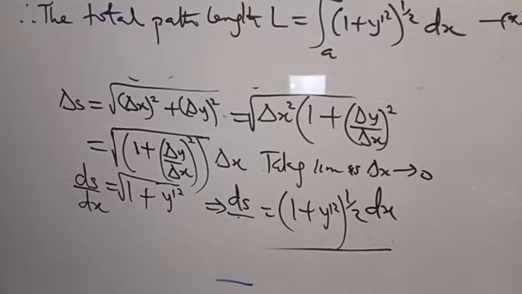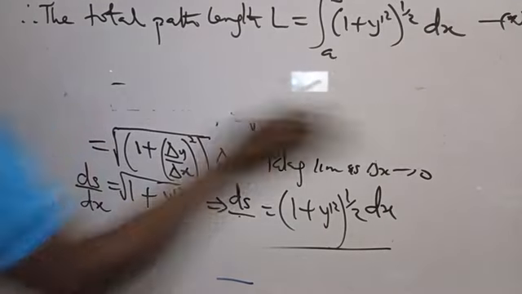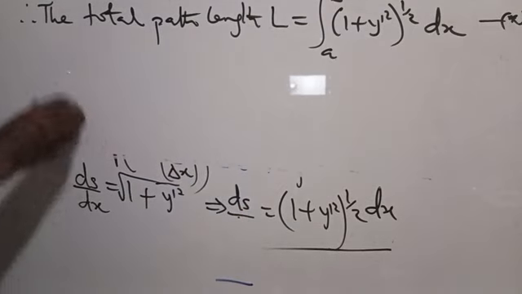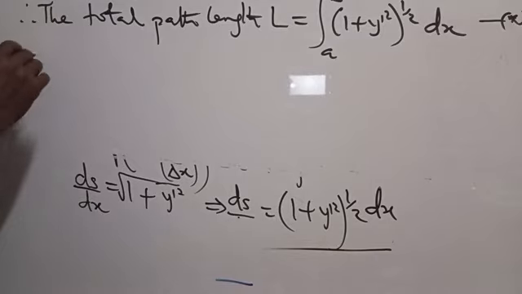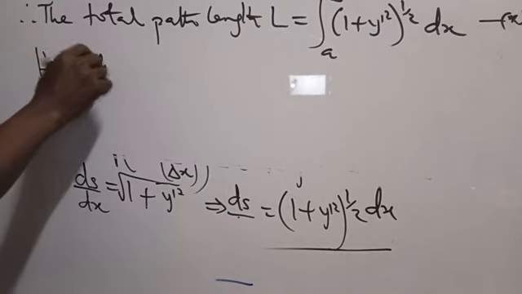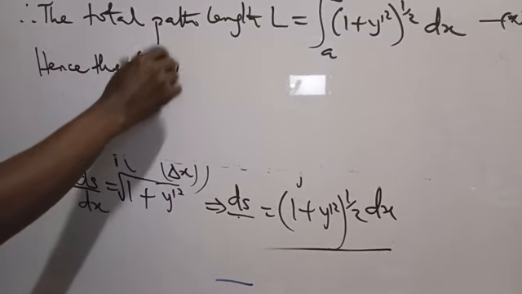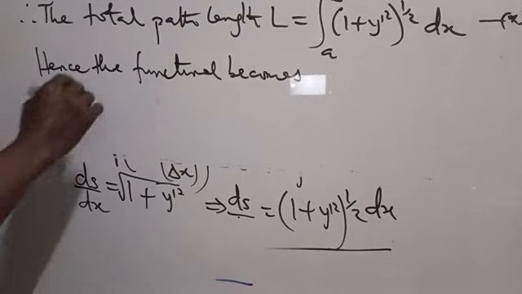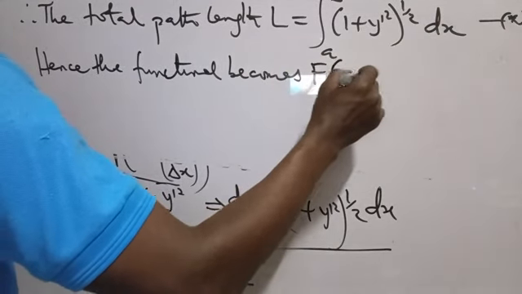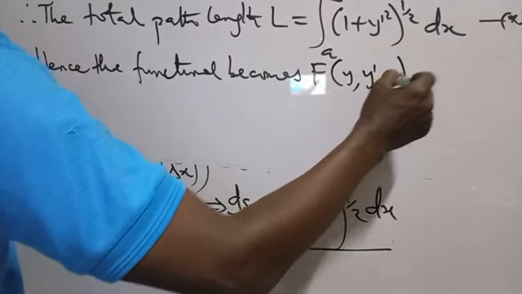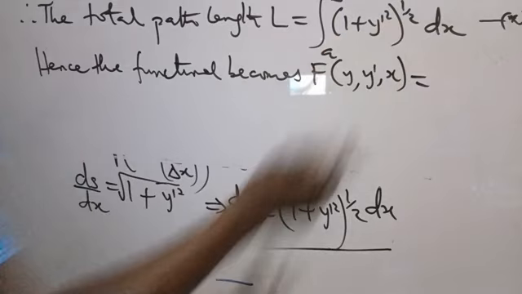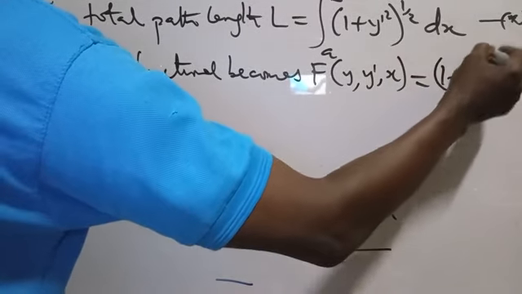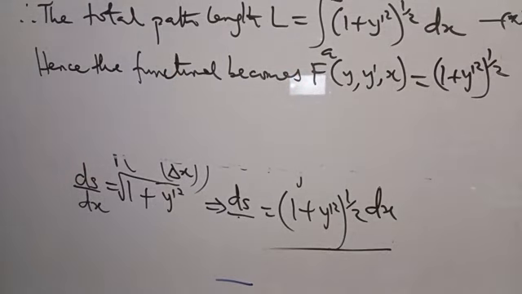So in that case, we have got the functional. So what is the functional? Don't forget, we want to extremize our functional. Hence, the functional becomes, that is, f of y prime comma x is now what? The whole of this is 1 plus y prime squared raised by half. So that's our functional.